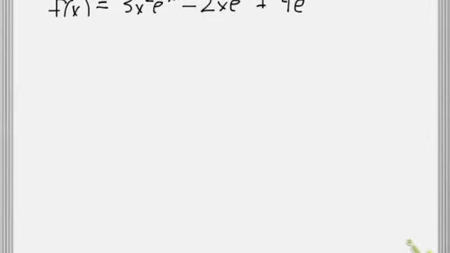Okay, let's do one more example, just slowly increasing the level of difficulty here. So now we kind of have what looks like a quadratic, 3x squared minus 2x plus 4, except that every single term is multiplied by e to the x. All right, so 3x squared e to the x. If we want to take this derivative, what rule are we going to have to use? And the answer is product rule.